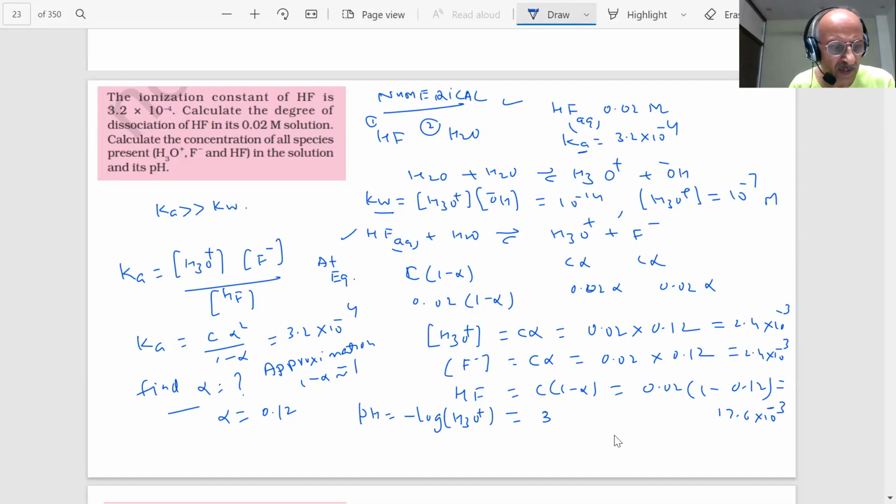So what is the pH coming then? pH will be minus log of 2.4 into 10 to the power minus 3, which is plus 3 minus log of 2.4. Because it is H3O plus, so log of 2.4. Then what is the value coming?